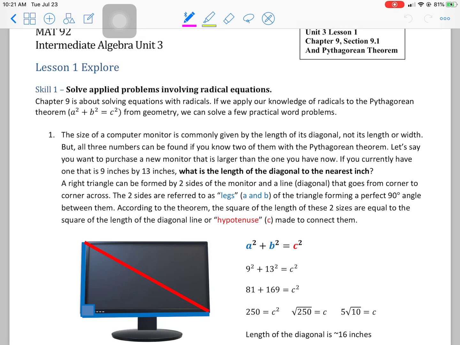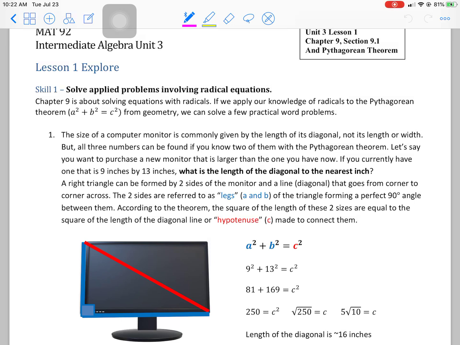All right, so 92 Unit 3, Lesson 1. It's all about Chapter 9. 9.1 is the section, and then we add a little Pythagorean Theorem to that. So let's talk about that first. In general, we are solving problems involving radical equations.